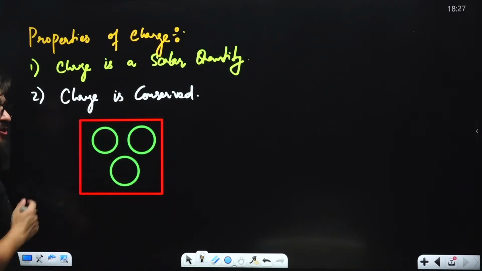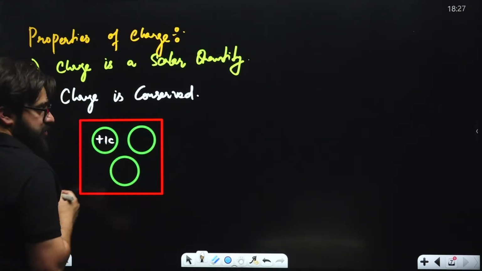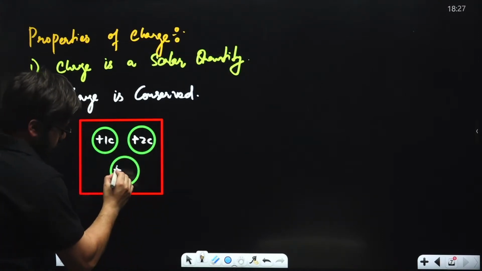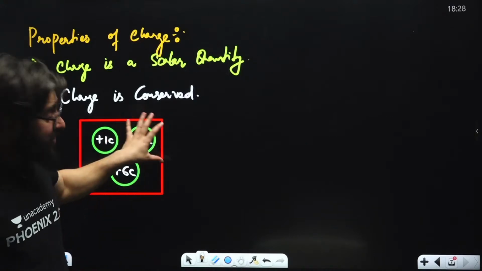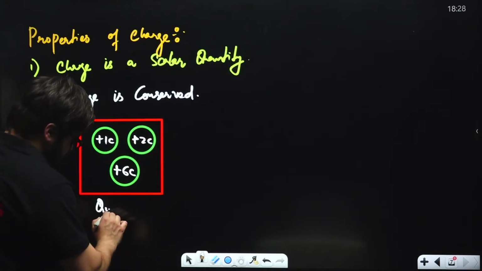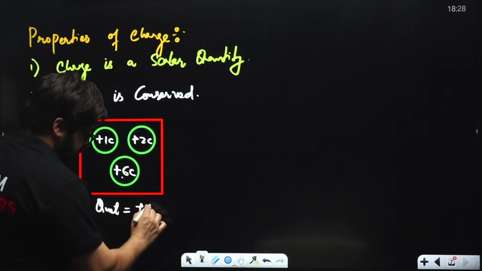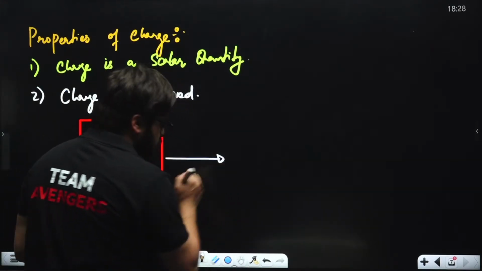Now, in this box or in this sphere, we have +1 coulomb charge. Here we have +2 coulomb charge. And here we have +6 coulomb of charge. Can you tell me how much is the net charge inside this box? You say, sir, 6 + 2 is 8 plus 1, that is +9 coulomb.